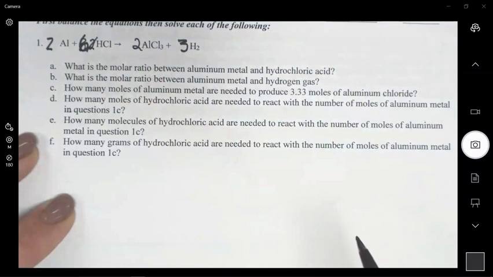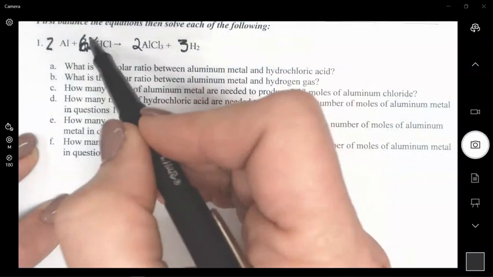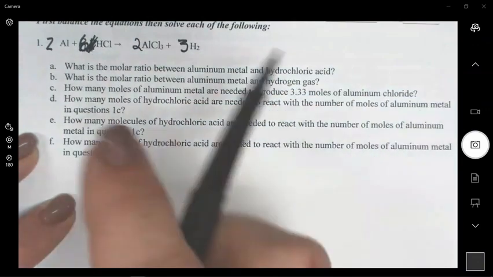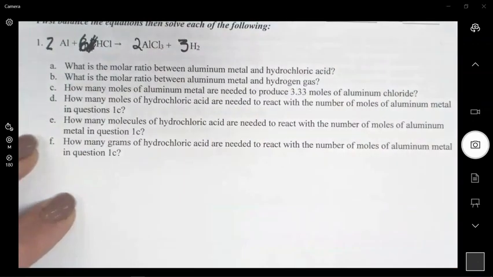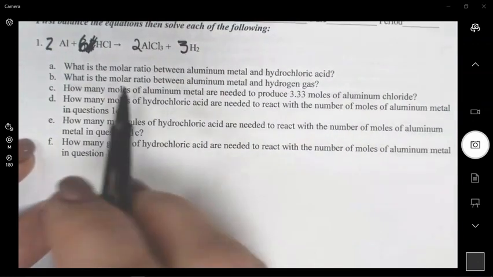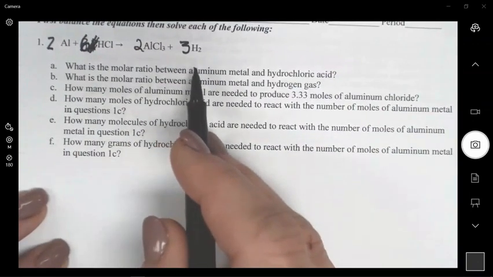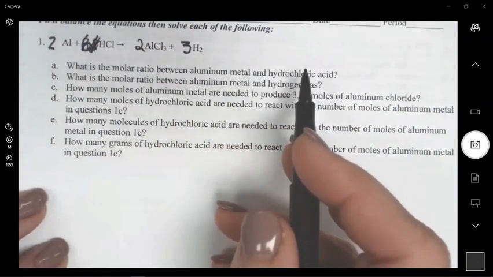Everyone there? Are you sure? Is it bad that I had to cross something out? No. Make sure you completely cross it out so you don't go up and do anything. A says, what is the molar ratio between aluminum metal and hydrochloric acid?